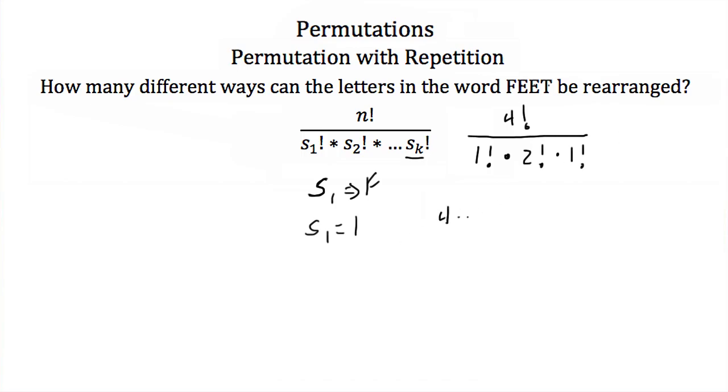This is equal to 4 times 3 times 2 times 1. Now 1 factorial is just 1, 2 factorial is 2 times 1, and 1 factorial is just 1. 4 times 3 is 12, times 2 is 24, times 1 is still 24. 1 times 2 is 2, times 1, and times 1 again is still 2. So there are 12 different ways that the letters in the word feet can be rearranged.